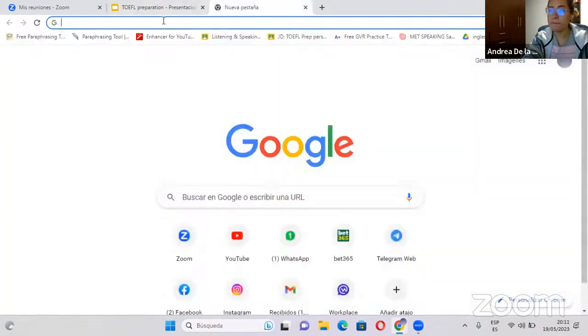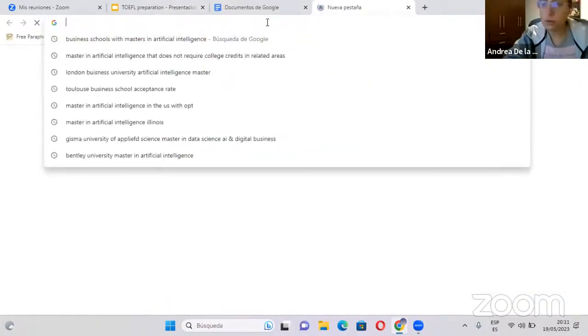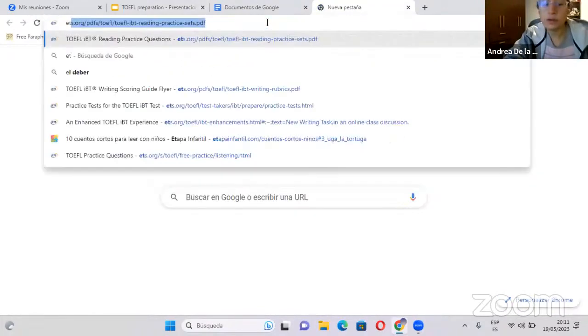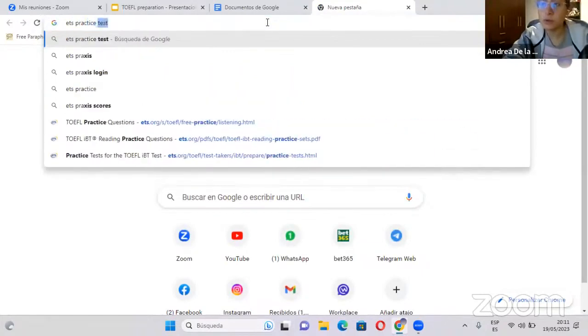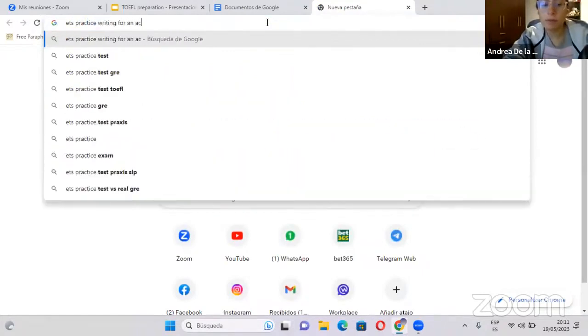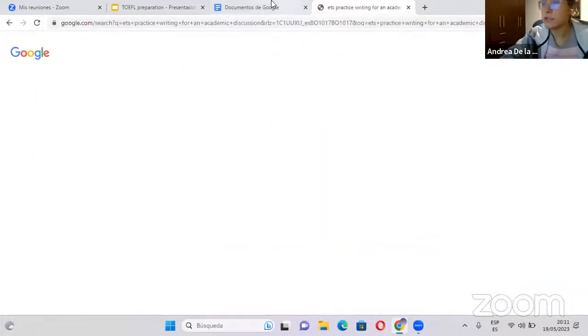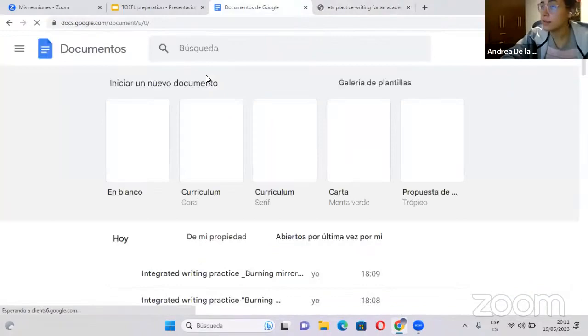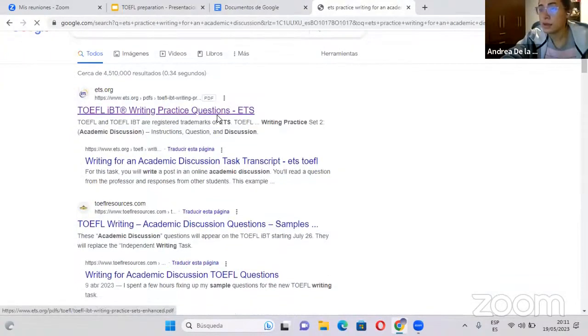Okay, we're going to create a Word document or a Google Doc. And the good thing is that ETS has given us some practice sets, not many, but some. We're going to try to use those. Remember, it's always better to practice with official material, because it's similar to what you'll see in the real test.